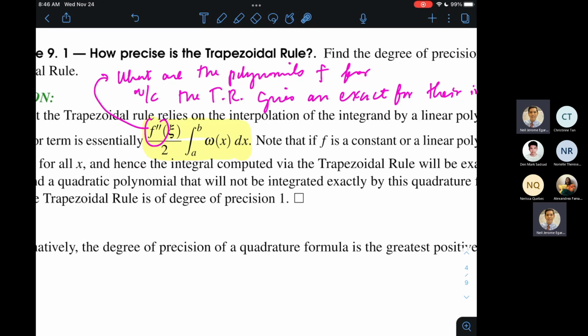Pero lahat ng linear functions at lahat ng constant functions na approximate niya yung integral exactly. So that being said, we can say that the trapezoidal rule is of degree of precision 1. Okay? Unang beses na hindi magbibigay ng eksaktong integral si trapezoidal rule ay sa quadratic polynomial kasi ang degree of precision niya ay 1. Okay?